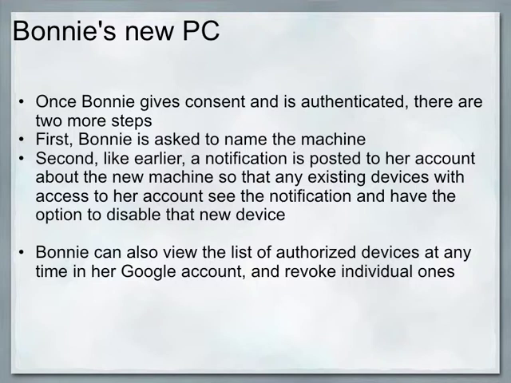Now, another thing to note is that if the user is authenticated on this new PC or even their existing PCs, and they get authenticated, there are two more things that are likely to happen. The first is that Bonnie would be asked to name this machine, and the second is that a notification of this new machine would be sent out to her other accounts. Again, just in case there's something fraudulent going on. This also has the advantage the user could go into their relationship manager, see a list of authorized devices, and just revoke individual ones.